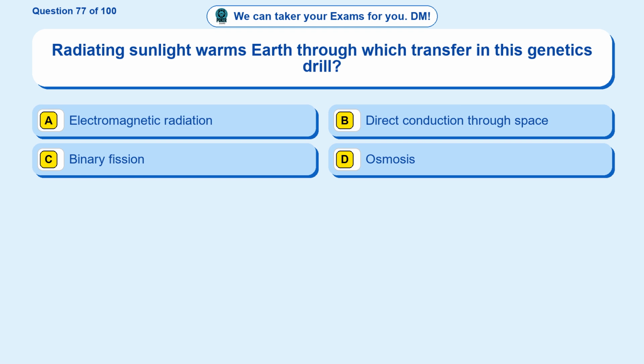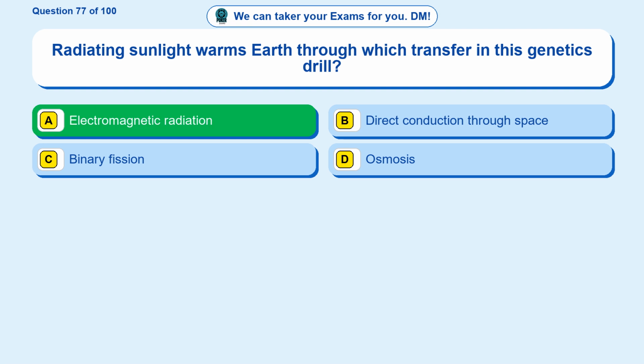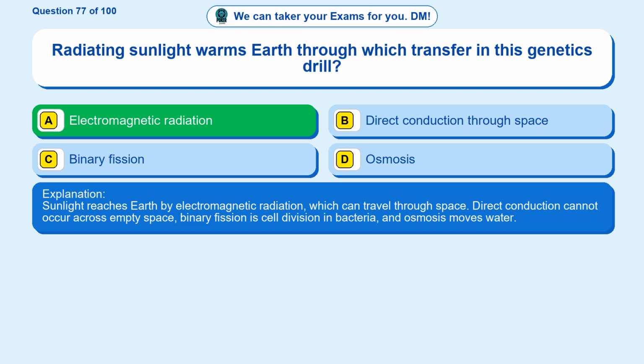Question 77. Radiating sunlight warms Earth through which transfer in this genetics drill? Option A, electromagnetic radiation. Option B, direct conduction through space. Option C, binary fission. Option D, osmosis. The correct answer is option A. Electromagnetic radiation. Sunlight reaches Earth by electromagnetic radiation, which can travel through space. Direct conduction cannot occur across empty space, binary fission is cell division in bacteria, and osmosis moves water.